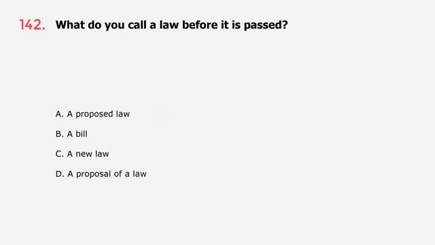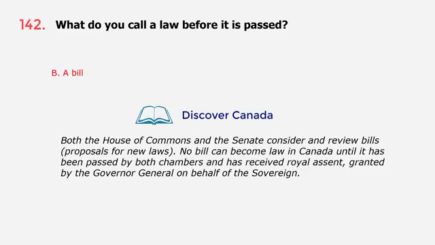Question 142. What do you call a law before it is passed? A. A proposed law. B. A bill. C. A new law. D. A proposal of a law. The answer is B. A bill.